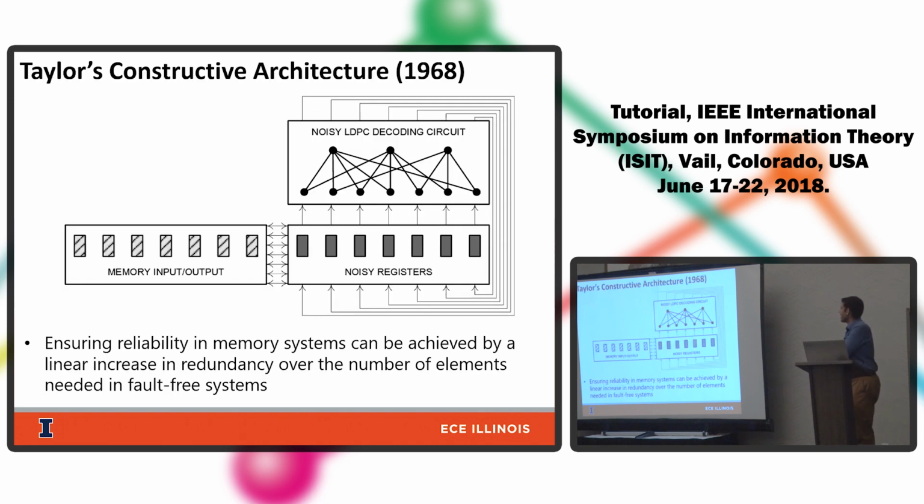What Taylor did in 1968 was a constructive architecture for these kinds of memory systems. He said, let me take a bank of registers. These are noisy. I'll be able to put things in and take things out. But the key part is that what I'll actually store here is a codeword from a low density parity check code, an LDPC code. Once in a while, I'll take what's in the registers, send it through a decoding circuit, which itself is constructed from noisy logic gates, and put it back in. I'll keep refreshing this once in a while. Whenever I want to look at what's in here, I want it to be within a decoding region of the code. So the information is preserved reliably forever.